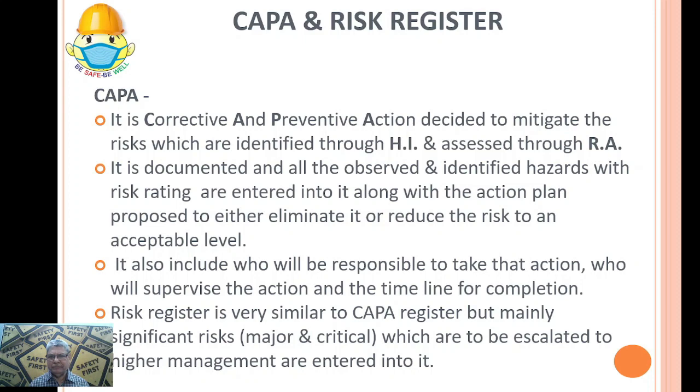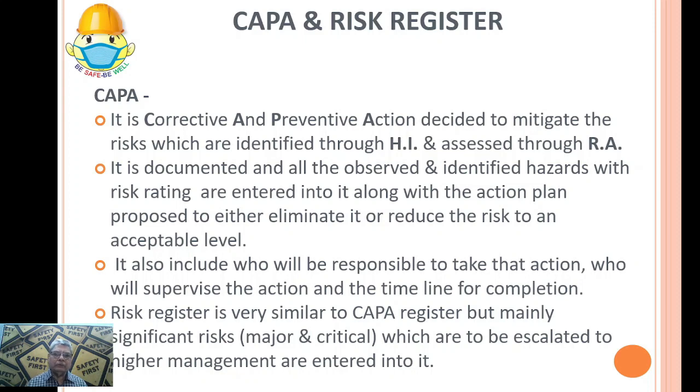Now you know the steps, that first you have to go for hazard identification, then you have to do the risk assessment. So 2 steps are completed, but it is not enough. If you only assess the risk and do not take any action on that, there is no use of having the risk assessment. So on the risk assessment for a particular hazard, we decide certain action to bring down that risk, which may be a major risk or significant risk.